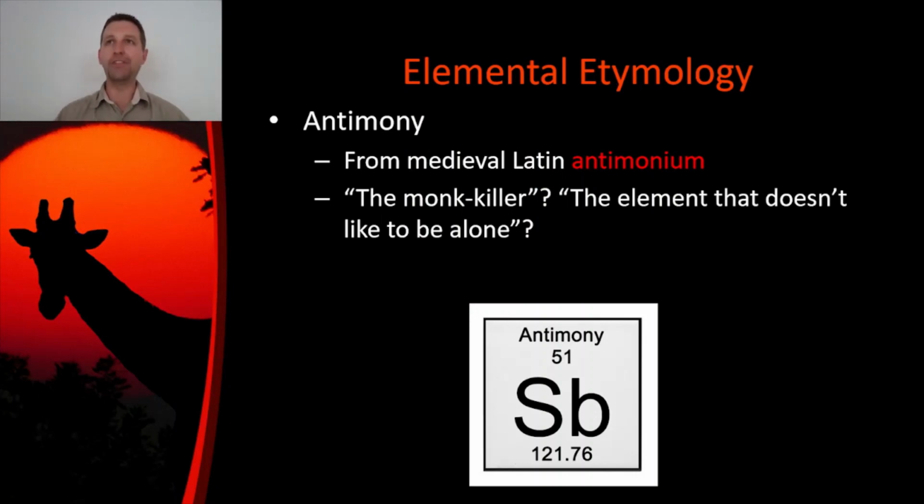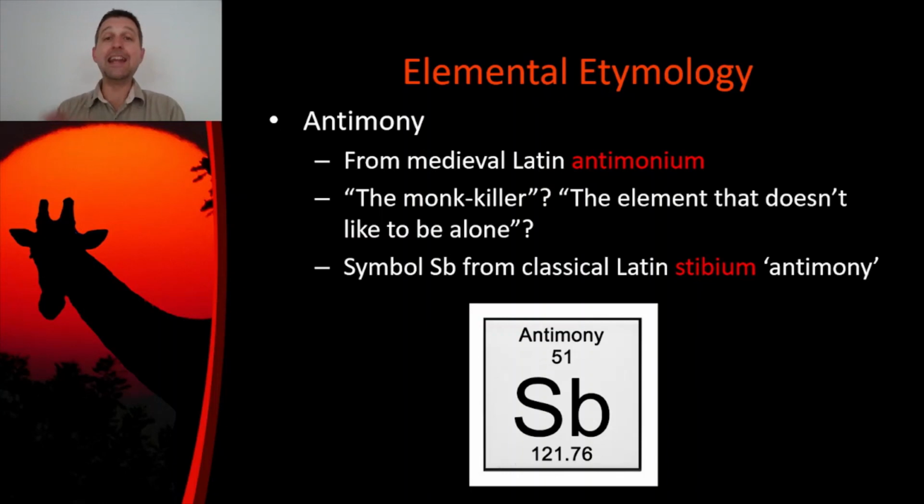The problem with that theory is that there were other elements and compounds that, if you want to try to kill somebody, you would probably use those. Like arsenic is, as it turns out, more poisonous than antimony, so if you're going to try to kill a monk or anybody else, you'd probably use arsenic, and many people did. Another possible interpretation of this name is that it's the element that doesn't like to be alone. Again, it's not clear why it would have gotten this name. There are some arguments in favor.